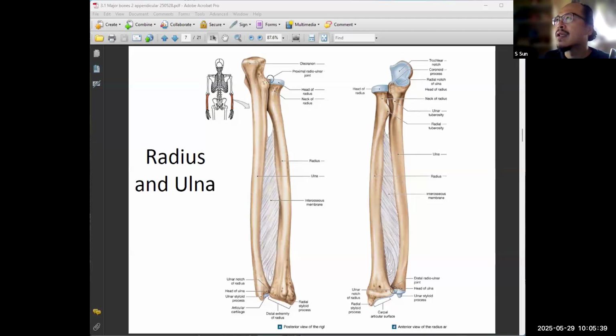And here you have the radial ulnar joint, the proximal radial ulnar joint. This is the distal one right here, the distal radial ulnar joint. So the ulna and the radius are attached at two ends, a proximal one and a distal one. Between these two bones, there is a connective tissue called the interosseous membrane that holds these two bones together. So that's that.